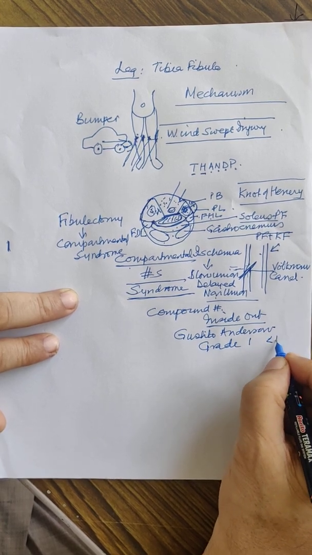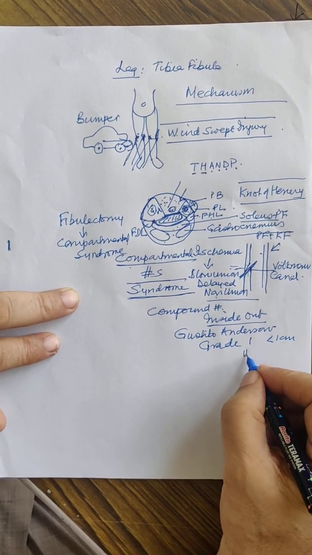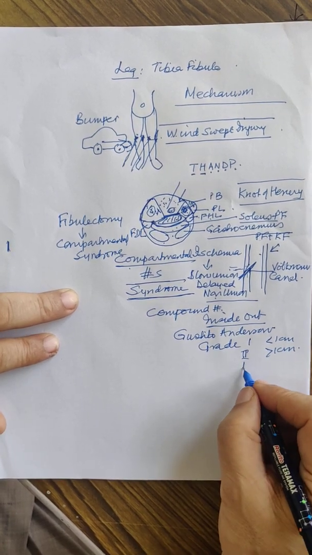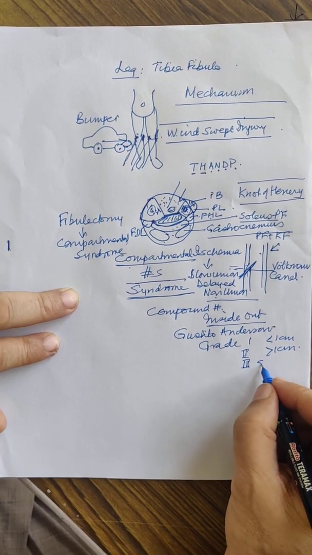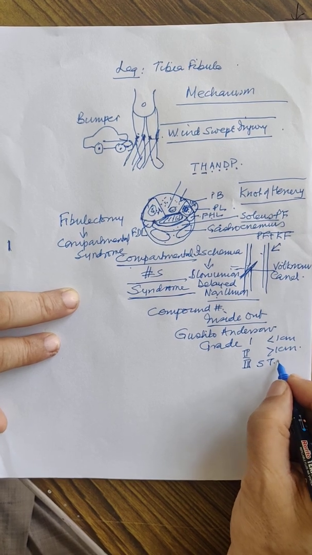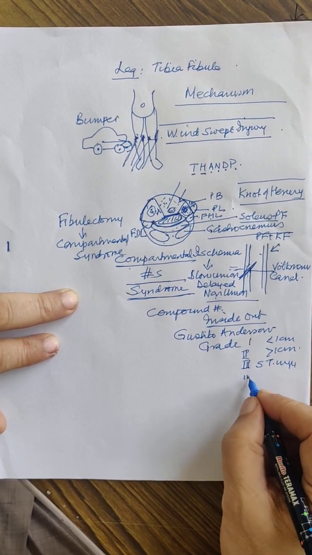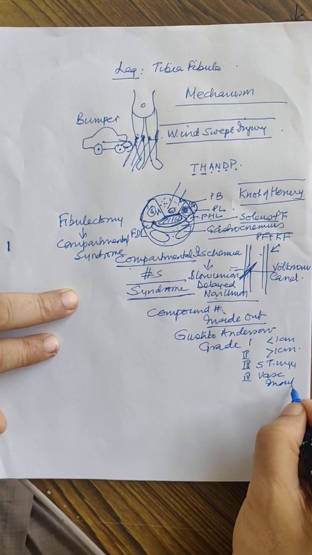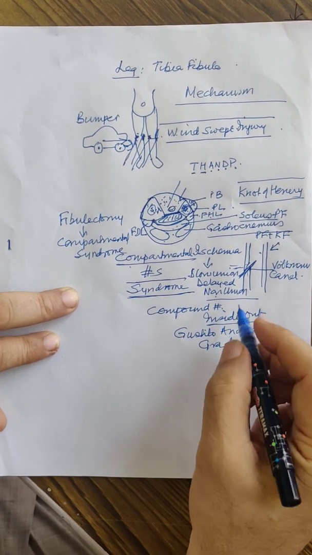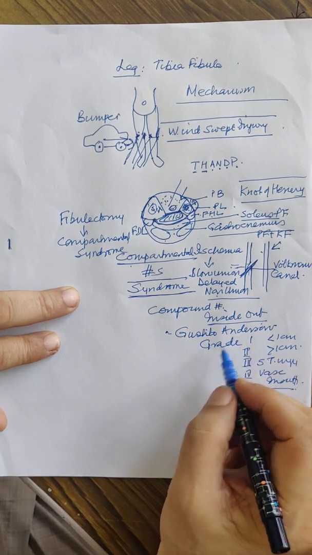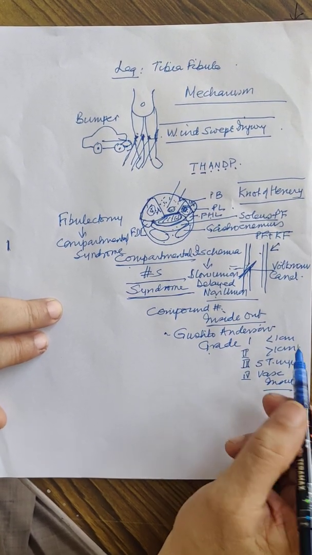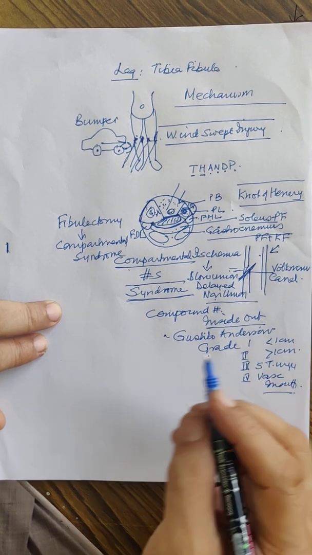Grade 1 is less than 1 centimeter, 2 is more than 1 centimeter, 3 is extensive soft tissue injury, and 4 is vascular insufficiency. So these are Gustilo-Anderson grades, and as far as fracture both bone leg is concerned, you have to remember this.